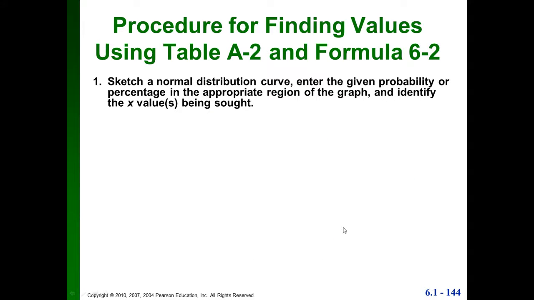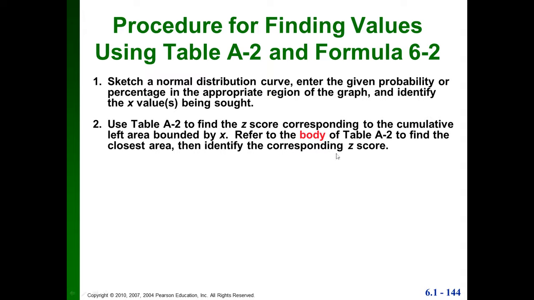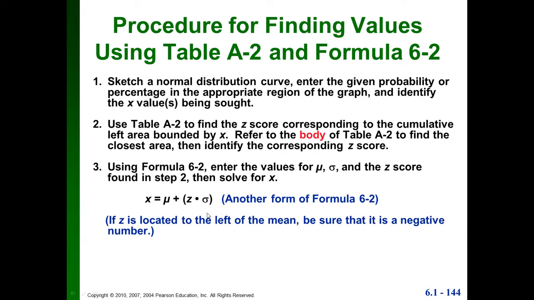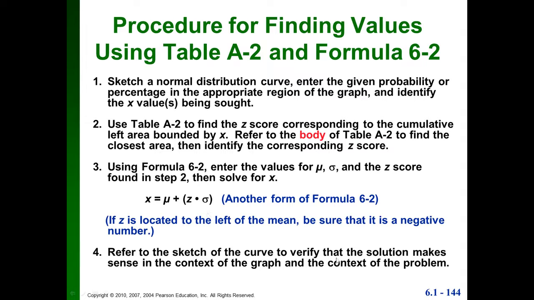When you're doing word problems, here's the way that you do it. You're going to find a z-score that goes with that area. After you find a z-score, you're going to use a formula. The formula is this one right here: x is equal to the mean plus z times the standard deviation. Then after you find that x, you're going to answer the question based on that x.